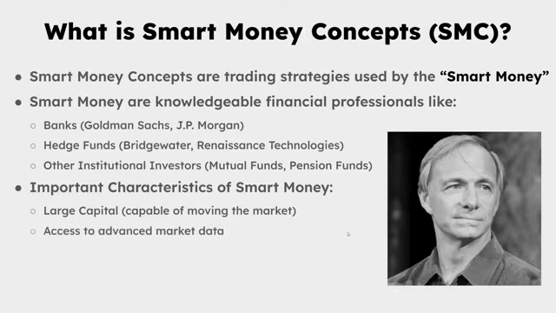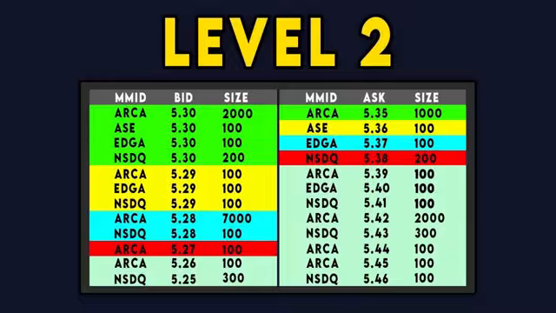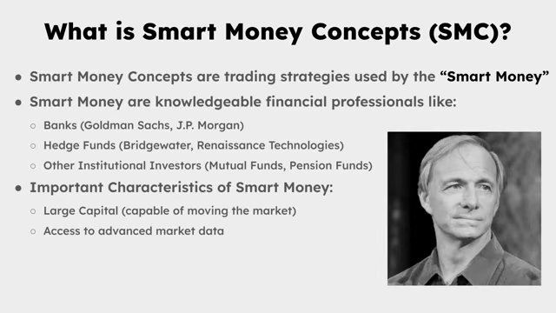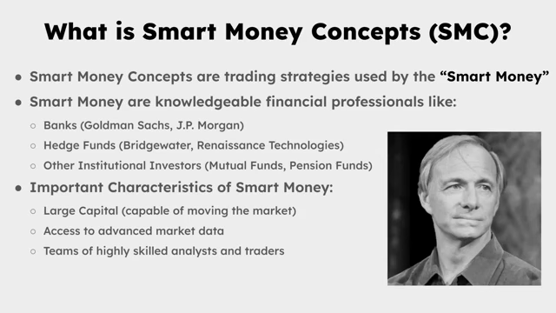Another important characteristic here is that smart money often have access to more advanced market data. They often have more sophisticated analysis tools compared to retail traders like you and me. Smart money often also have large teams of highly skilled analysts and traders. And that is of course yet another big advantage of the smart money.